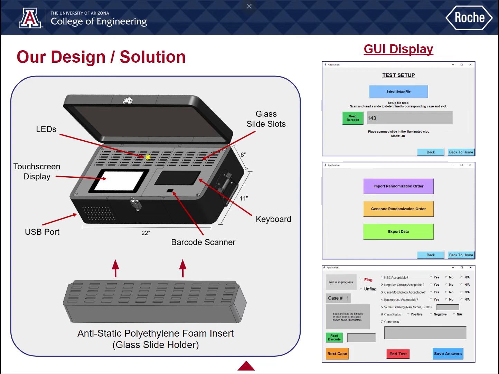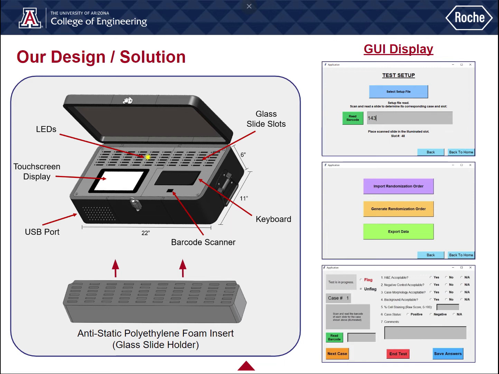Shown on the right-hand side are some of the device's main graphical user interface pages. During the test setup portion, the trainer can scan each slide barcode, and the software will notify the user which slot to place the glass slide into by signaling an LED. The trainer can then choose if they would like to import a randomization order or generate a new one. At this point, the test has been set up, and the pathologist can now perform the test.